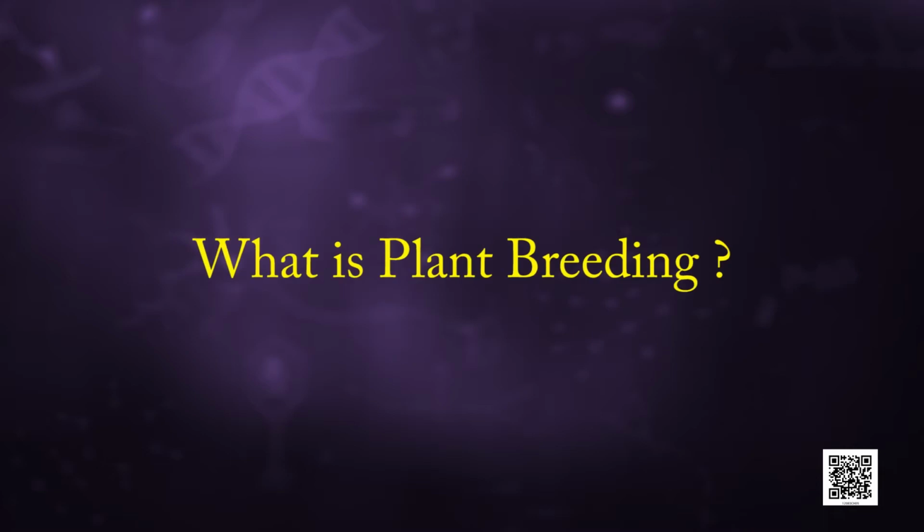Now, what is plant breeding? Plant breeding is the purposeful manipulation of plant species in order to create desired plant types that are better suited for cultivation, give better yield, and are disease resistant. In other words, we can define plant breeding as the science of changing the genetics of plant species in order to create desired plant types which are better suited for cultivation.